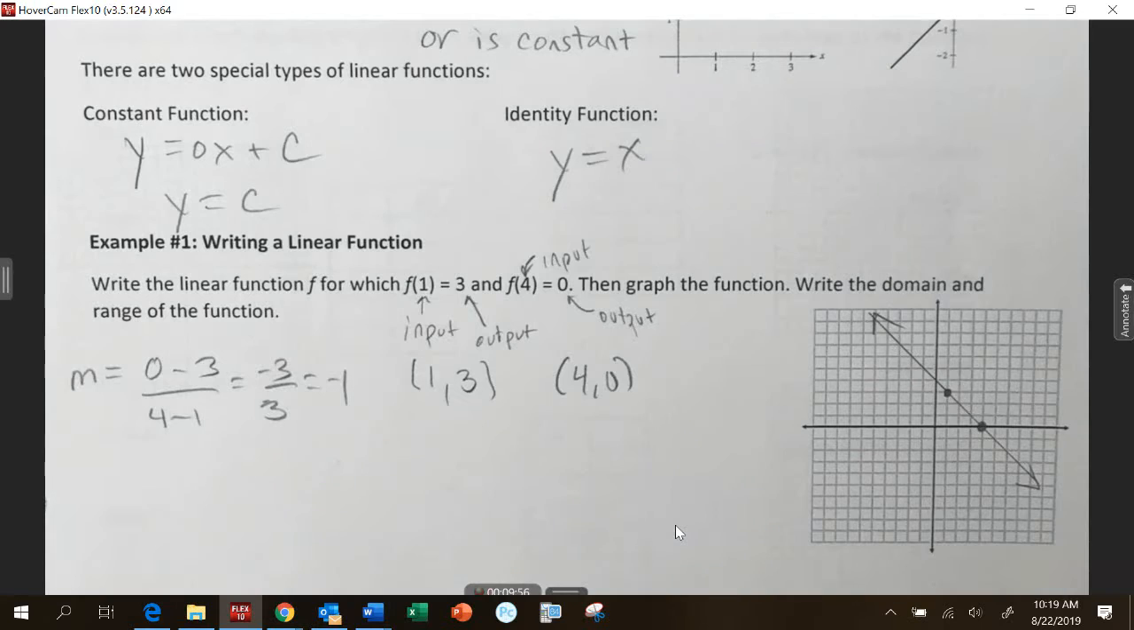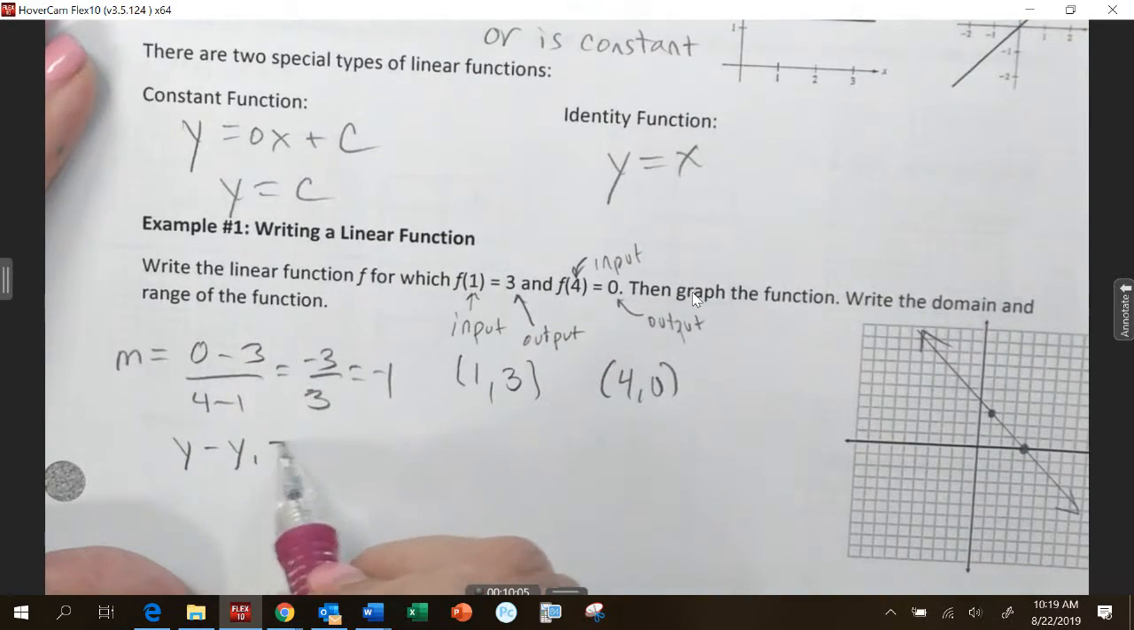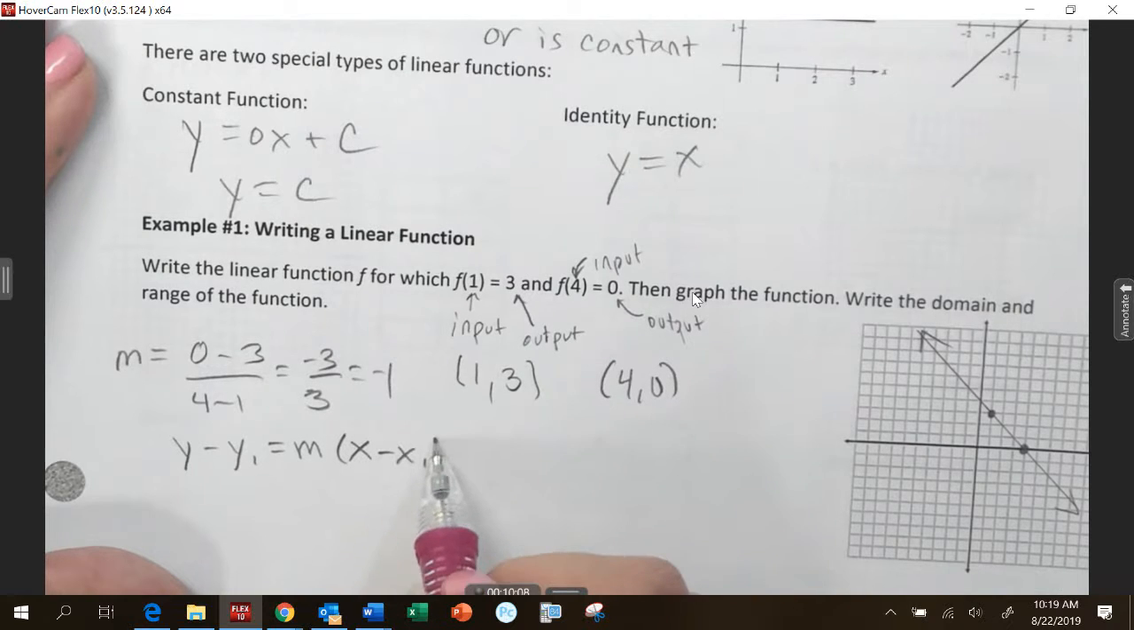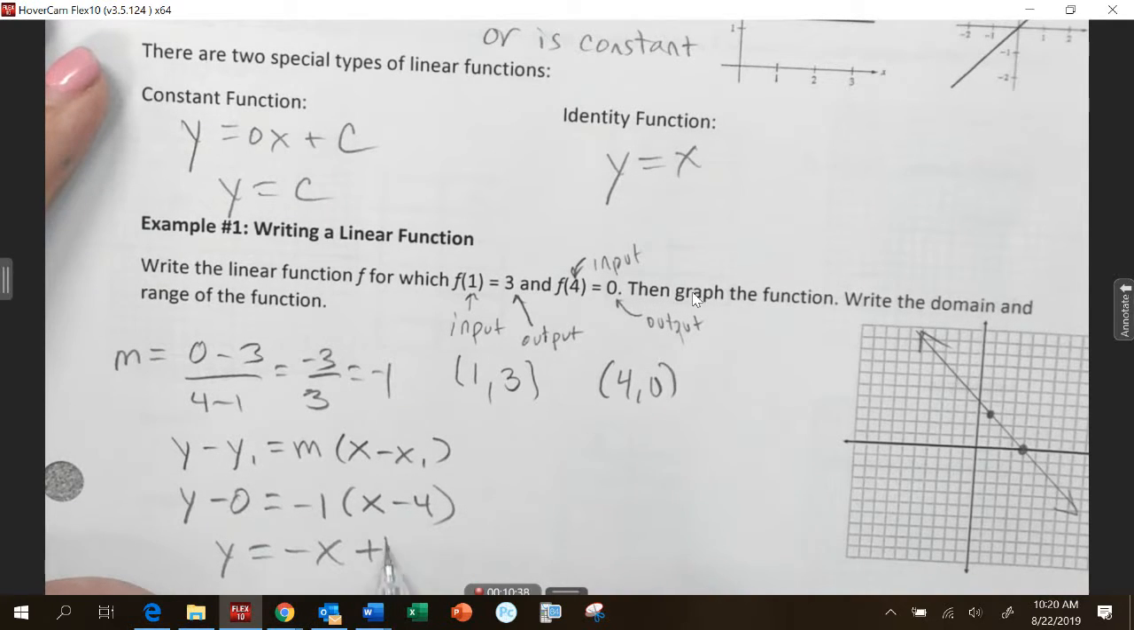Madison, do you know? Point slope formula. So if you don't know the point slope formula yet, it is y minus y1 equals m times x minus x1. So y minus, which ordered pair should I use? Why? Because it has 0. I lean towards the easier one, and I think the one with the 0 is the one I would lean towards, but it does not matter. So y minus 0 equals negative 1 times x minus 4. y equals negative x plus 4.